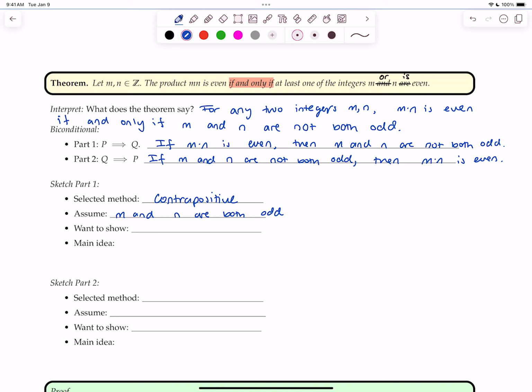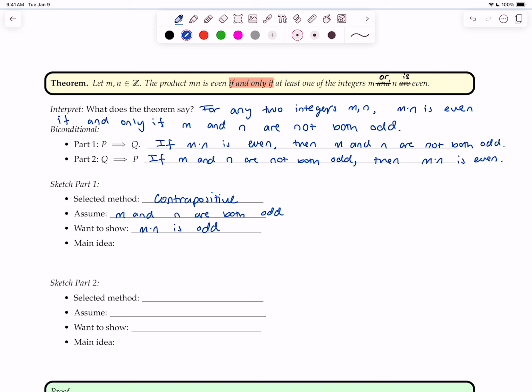And that's actually really nice, because if we're allowed to assume m and n are both odd, we know right away what those should be equal to by definition, right? So we have really tangible things to work with. We don't have any weird cases going on. And what would we want to show? We want to show that m times n is not even. Another way to say that is m times n is odd.